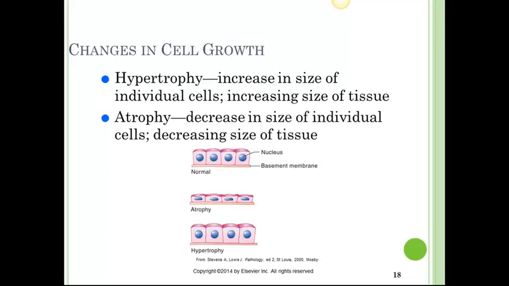Changes in cell growth. Anaplasia is a condition in which cells change in orientation to each other and fail to mature normally or differentiate into a specialized cell type. This is when the 4 stages of cell division are interrupted. Changes in cell growth also include hypertrophy and atrophy. Hypertrophy is an increase in the size of the individual cells, increasing the size of the tissue. Atrophy is the decrease in size of individual cells, decreasing the size of the tissue.